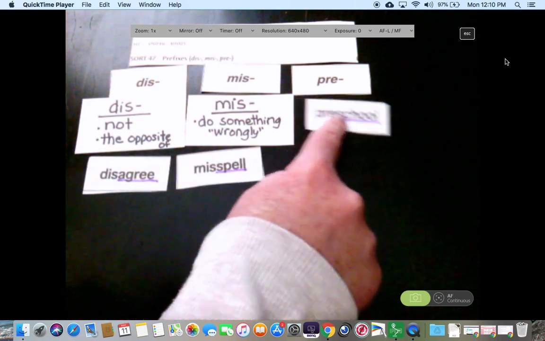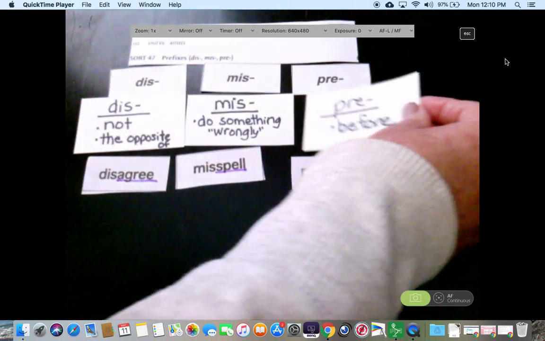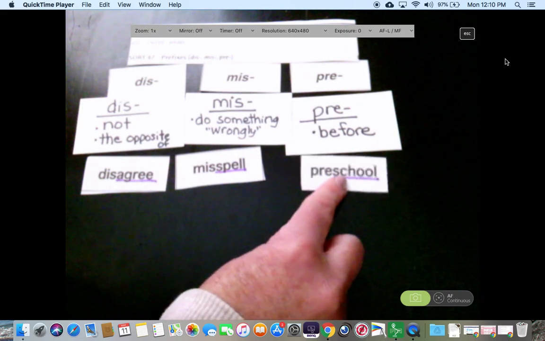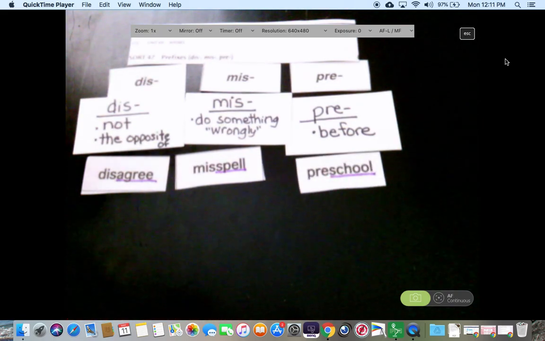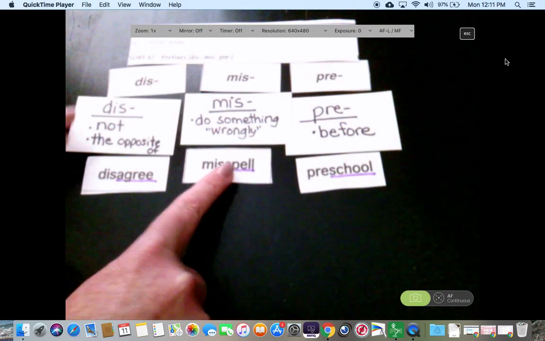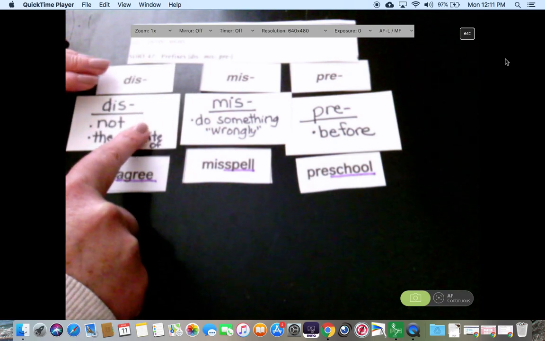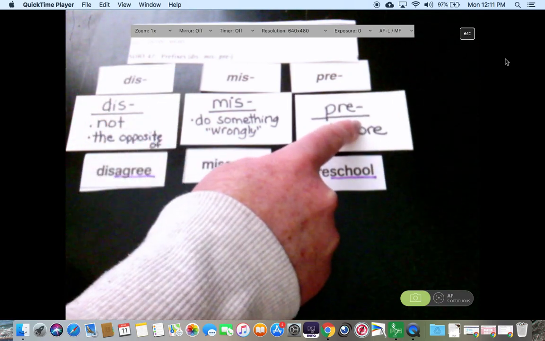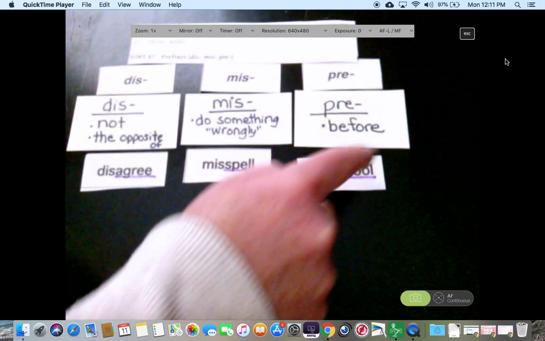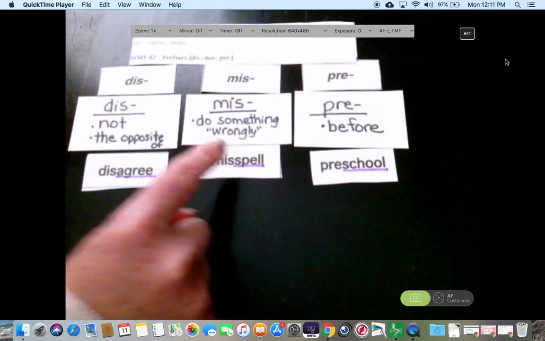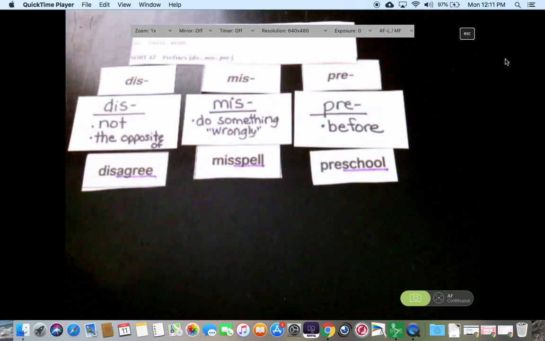Right. If you guessed before, you are correct. So preschool means before. The preschoolers at our school, it's getting them ready. It's teaching them before they start actually going to school in a regular day. They go to preschool and they learn kind of what school is about and what school's like and how they would behave in school and some of the different things that they do.